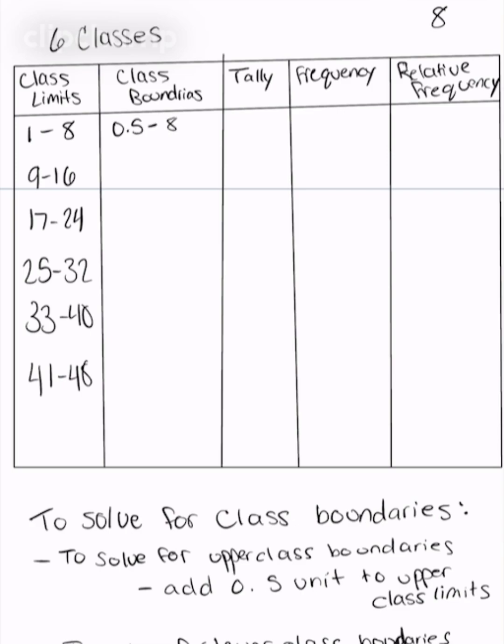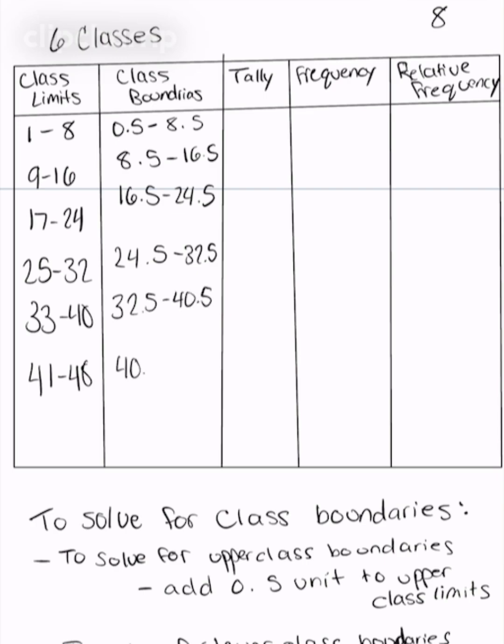Once you're finished, your numbers should be 0.5 to 8.5, then 8.5 to 16.5, then 16.5 to 24.5, then 24.5 to 32.5, then 32.5 to 40.5. Lastly, 40.5 to 48.5. Now you have completed the class boundary section. Moving on to the tally section.